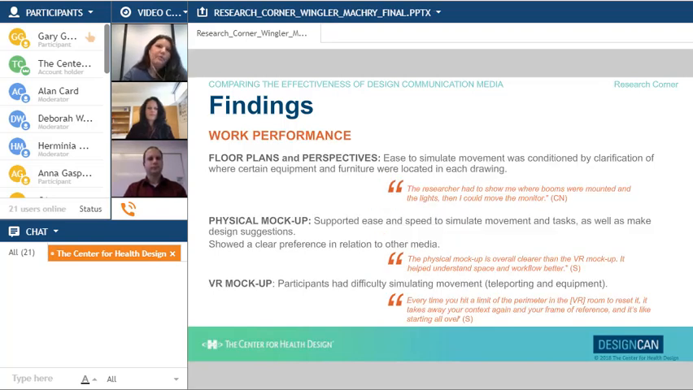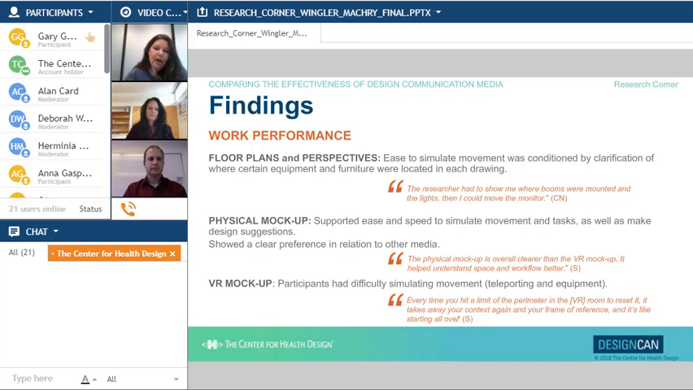When we look at work performance, it was really how people are able to use the media to evaluate how easy the tasks are for them, and how they are able to simulate the tasks. So floor plans and perspectives were really easy to simulate movement, but again, conditioned by clarification of what certain equipment and furniture was in each drawing. So the researcher had to help them with that.